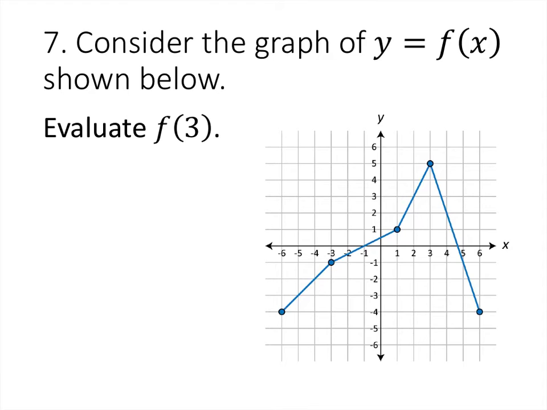Here we have a graph of a function, and we're asked to evaluate f of 3. So this just means what is y when x is 3. So on our graph, we find 3 on the x-axis, and we look up and down to try to find where the function is, and we see that it's right here at this point, and this is the point (3, 5). So that means that f of 3 is 5.